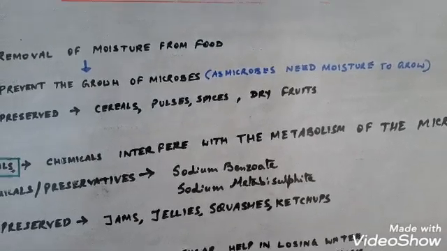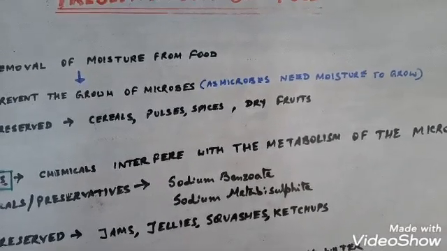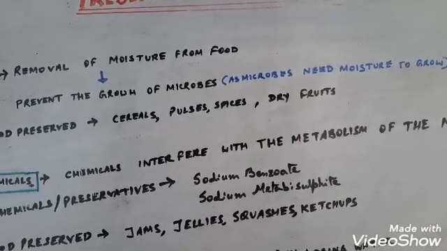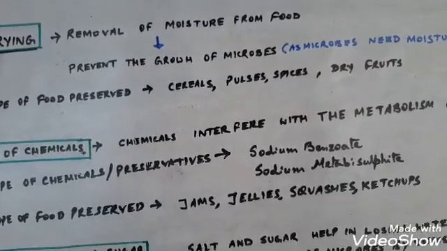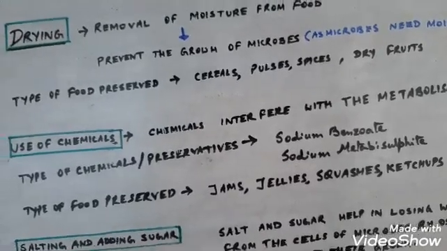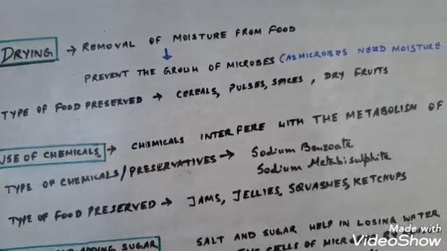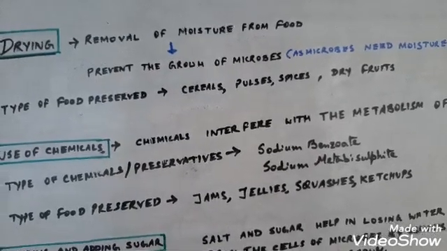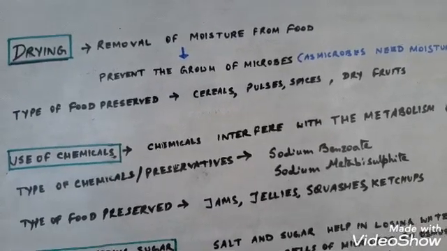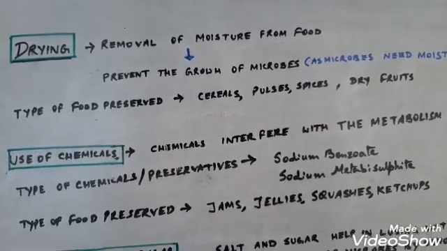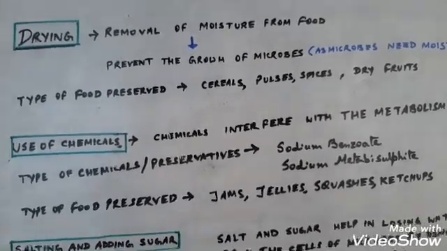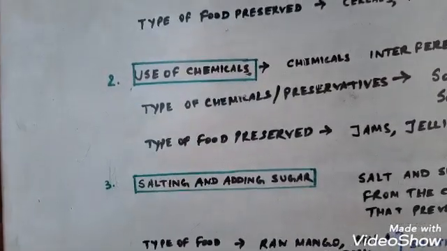So this may be the reason why microbes do not grow in food preserved with chemicals. What type of food is preserved in this way? Generally jams, jellies, squashes and ketchups are preserved using preservatives. At your home, your parents bring ketchup or jellies or jams, and you can store them in the fridge and consume the same product for many months, because they are preserved by preservatives. Next is salting and adding sugar.